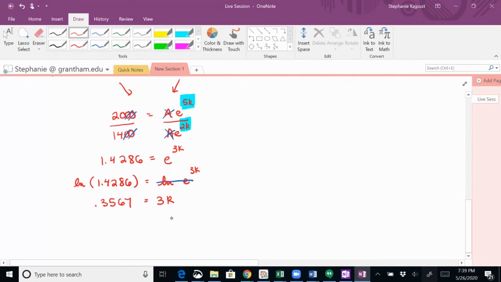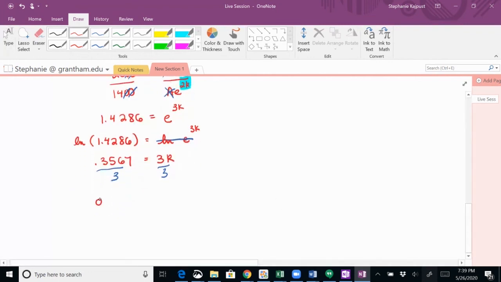So now we're just solving for k. I can divide both sides by 3. And this gives me 0.1189 if I use 4 decimal places. So now I have found k, which is basically the rate at which we are decreasing here.